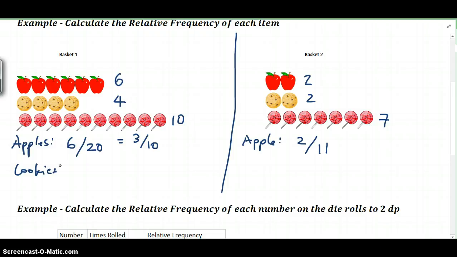Cookies, same thing. I'd like you to make sure that you pause the video, and I'd like you to actually calculate the relative frequencies for each of these particular pieces of food. So I'm just going to set it up for you, and I'd like you to pause the video right here and unpause when you have an answer for the relative frequencies for cookies and candies.